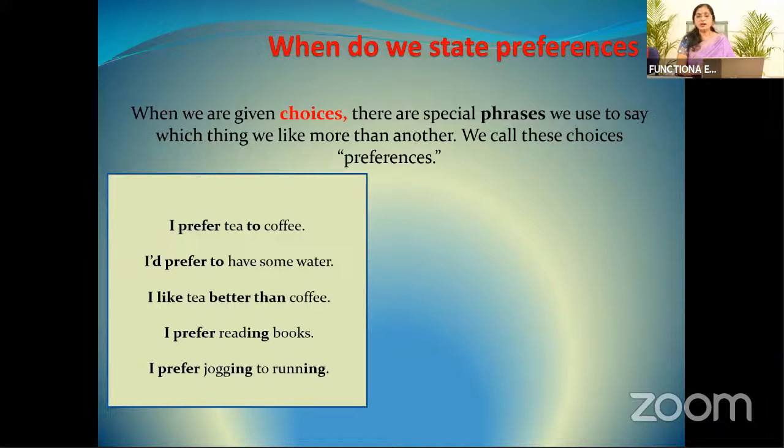Now, I have shortened the sentences. Generally, when you have a word like prefer, it is always a choice: reading books to watching television. I prefer jogging to running. That is, instead of running fast, the slow running, which is called jogging, that is what I prefer.